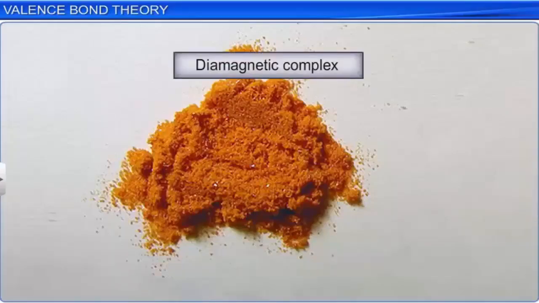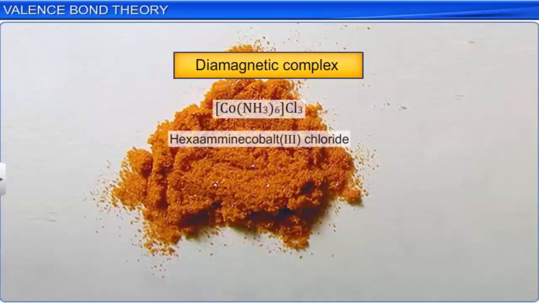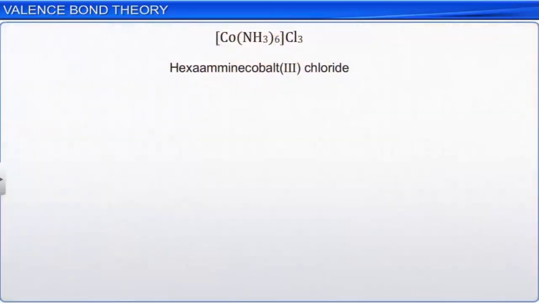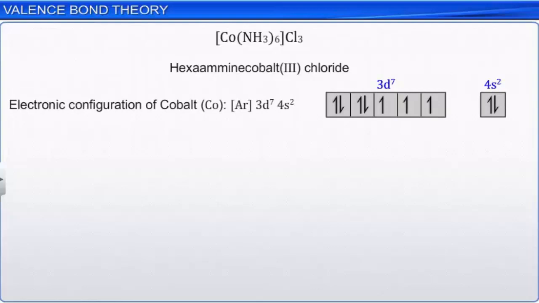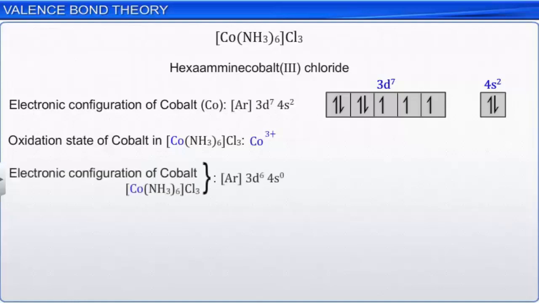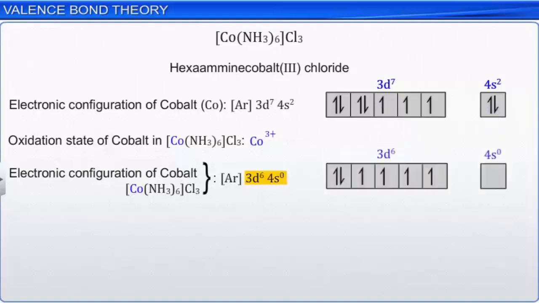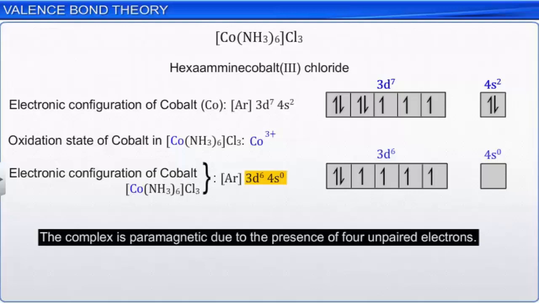Now let's apply these postulates to a diamagnetic complex, hexaamminecobalt(III) chloride. The cobalt atom in its ground state has the electronic configuration of argon 3d7 4s2. In the given complex, the cobalt is in +3 oxidation state. Thus, the cobalt 3+ ion will have the configuration of 3d6 4s0. A glance at the configuration indicates that the complex is paramagnetic due to the presence of 4 unpaired electrons.